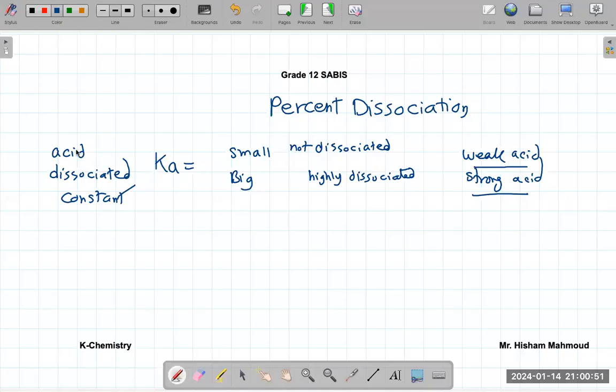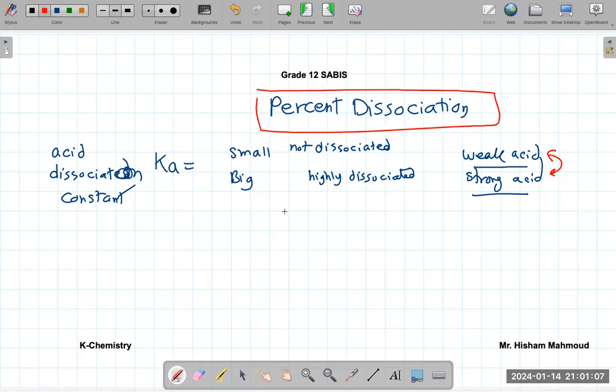Here, the acid dissociation constant, or the base dissociation constant, gives you an idea if it is a weak acid, strong acid, weak base or strong base, but not a clear idea. The percent dissociation gives you a very clear idea. For example, it's 2%, 5%, 10%. How do you get the percentage dissociation?